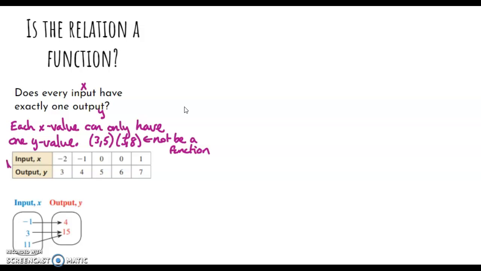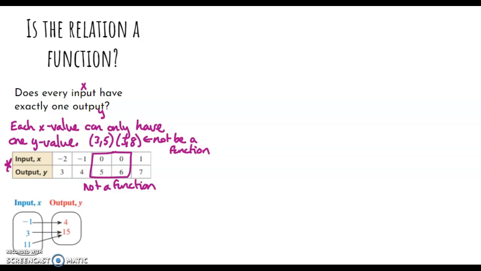So look at our first table right here. So this is a table format. So does each input have exactly one output? So this negative 2 is assigned to 3. There's no other negative 2's. This negative 1 has an output of 4. There's no other negative 1's. Here, 0 has an output of 5, and this 0 has an output of 6. So the input of 0 has two different outputs. So the x value is assigned to two different y values, and that's not okay. So this is not a function. So basically, it's not okay if the x values repeat with two different y values, but the y values don't matter at all. We could have every y value be the same number, and it wouldn't matter.